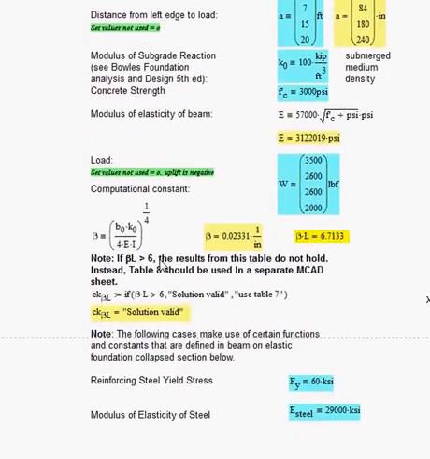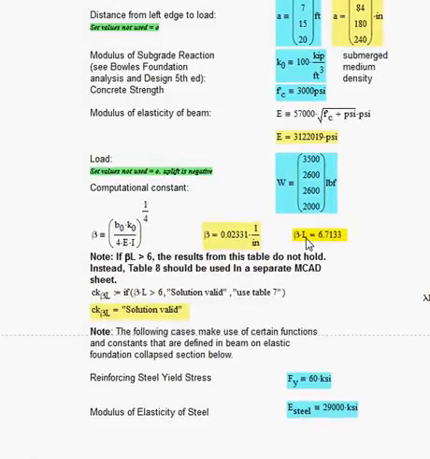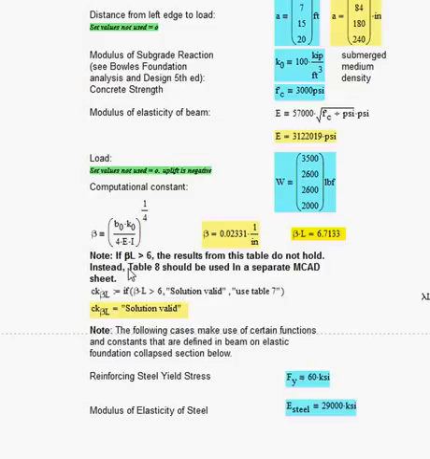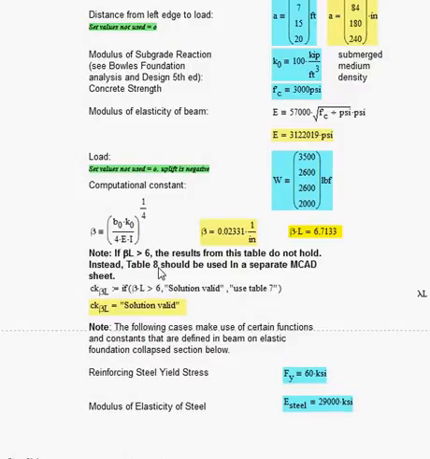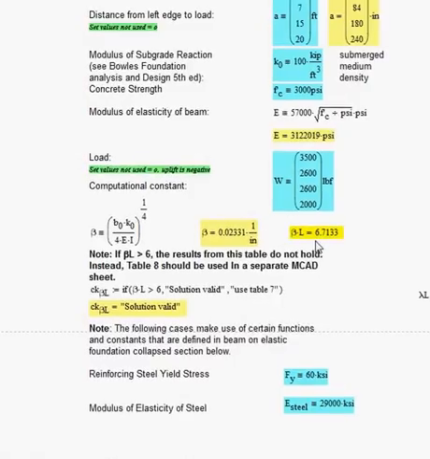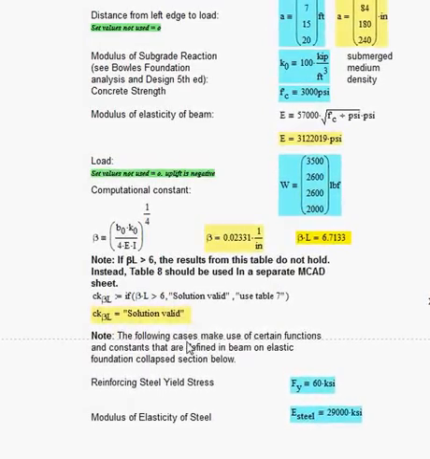The value of beta is computed for use for calculating the value beta L. If beta L is greater than 6, then table 8 is appropriate, which is from Roark's Formulas for Stress and Strain. And if not, then table 7 is required if beta L is less than 6. In this case, with the length that we've chosen of 24 feet, and the current modulus of elasticity and the current moment of inertia, the beta L is greater than 6, so this solution is valid.